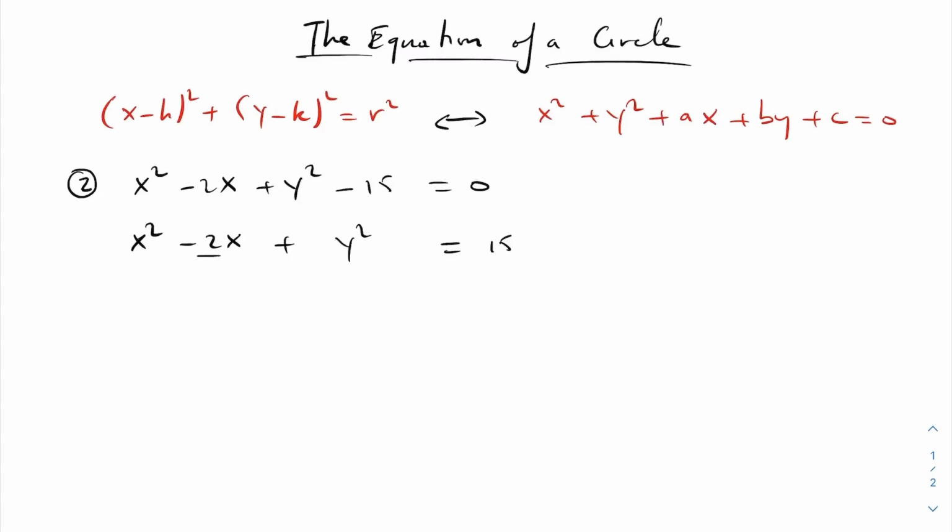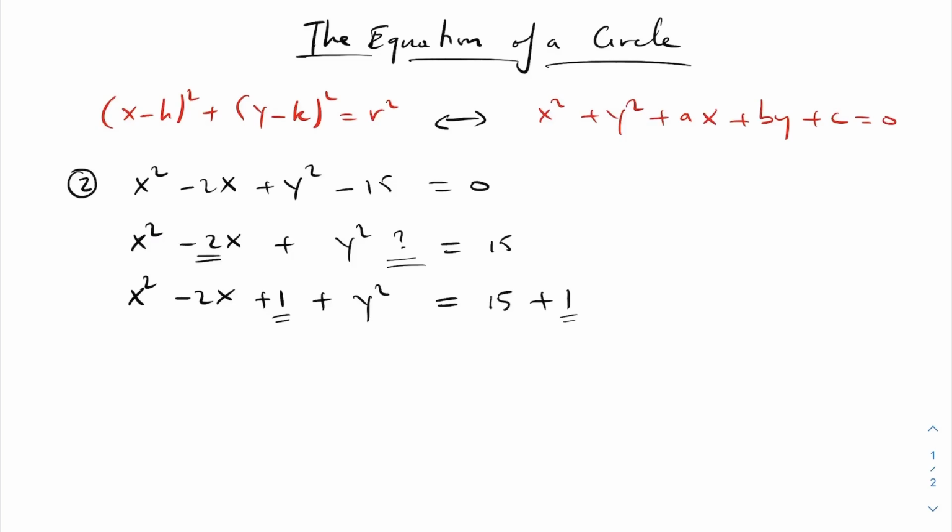Now for the x here, if I look at negative 2 attached to the x, I'm going to divide it by 2. That's going to give me negative 1. And then if I square it, I get 1. And so my expression here is going to become x squared minus 2x plus 1. And for the y here, since I don't have any y term attached to it, this is going to be just done. It's going to be just the y squared by itself. And we don't need to do anything there because it's already a perfect square. So I'm going to have that equal to 15 plus 1 to balance out my equation from the one I put on the other side.